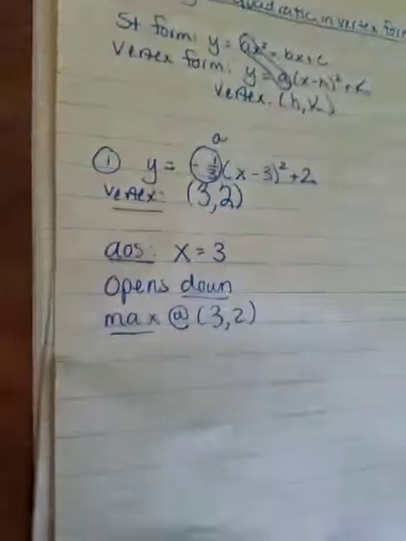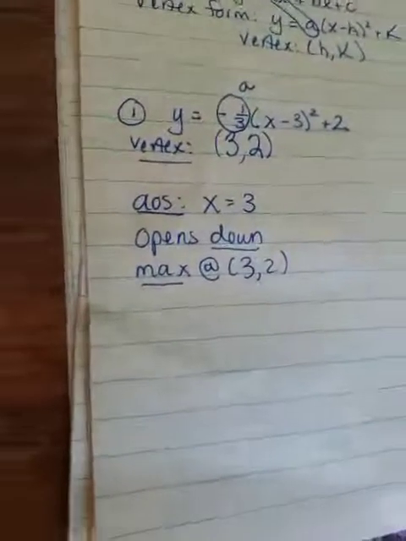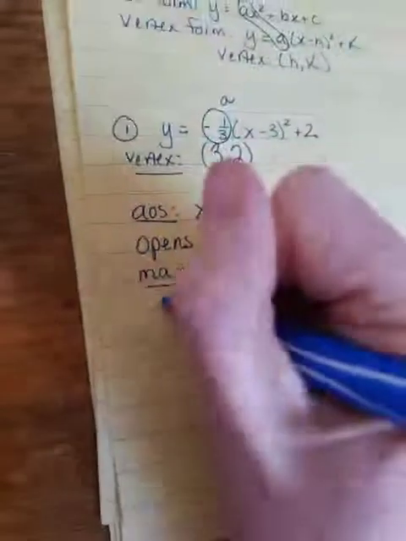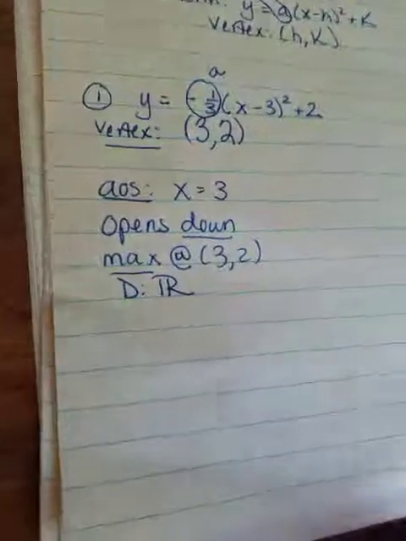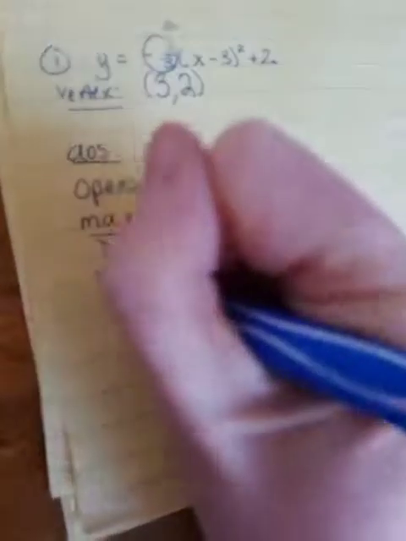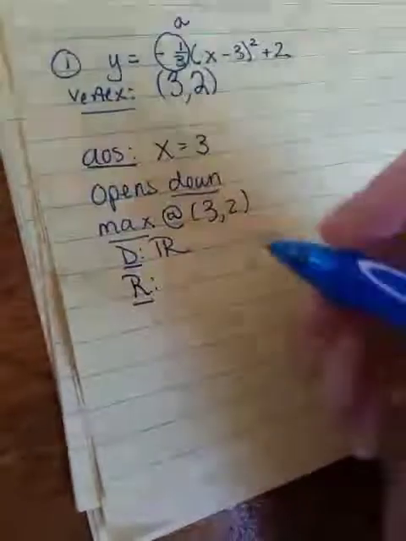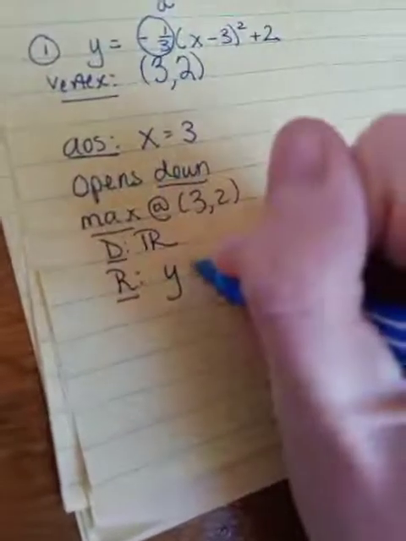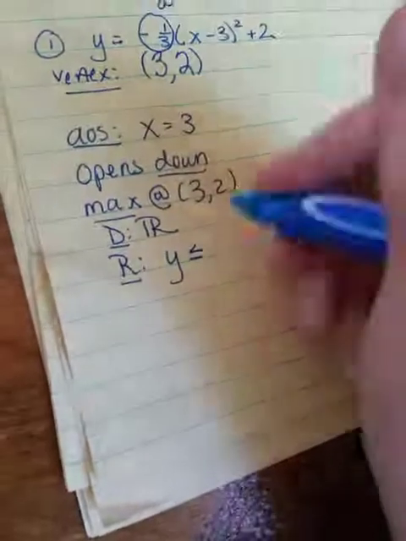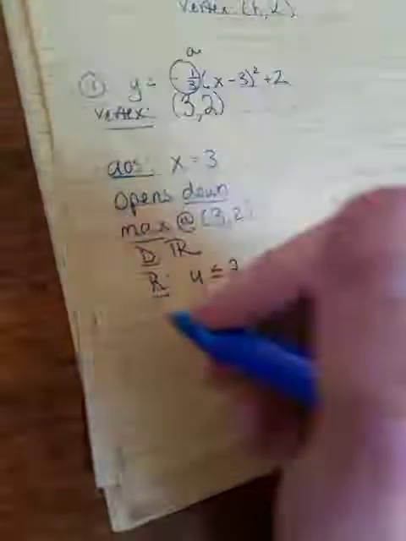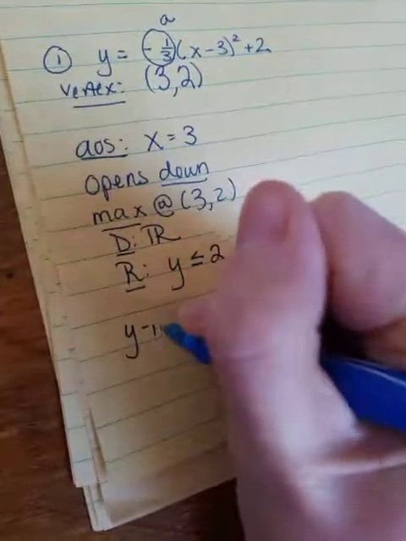So again, I'm going through all the questions I've been asking you the whole time. The domain is still the same. We're still graphing a quadratic, so you can put in any number and get an answer. Your range, you're doing that still the same way too. So because it opens down, its y is less than or equal to your y value of the vertex, so 2.